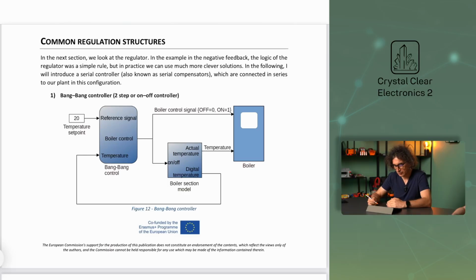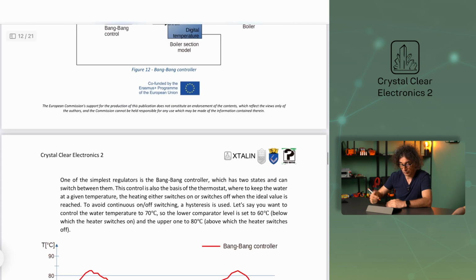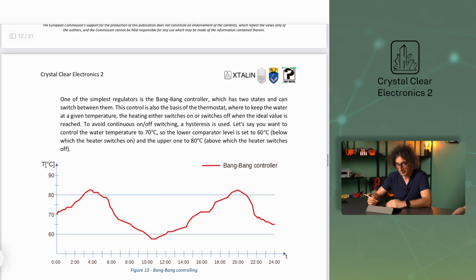One of the simplest regulators is the bang-bang controller, also known as on-off regulator, which has two states and can switch between them. At first glance, this technique may seem a bit primitive, but for many applications there is no need to overcomplicate things. For example, this control is also the basis of the thermostat, where to keep the water at a given temperature, the heating either switches on or switches off when the ideal value is reached. To avoid continuous on-off switching, a hysteresis is used.